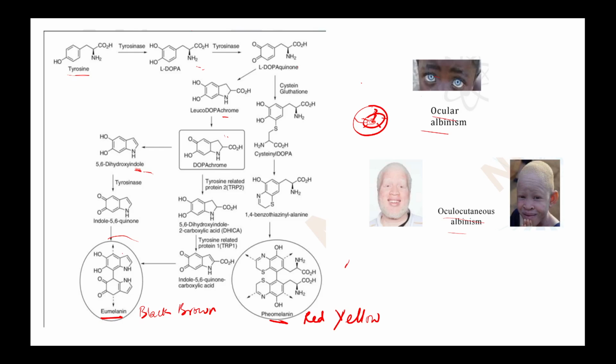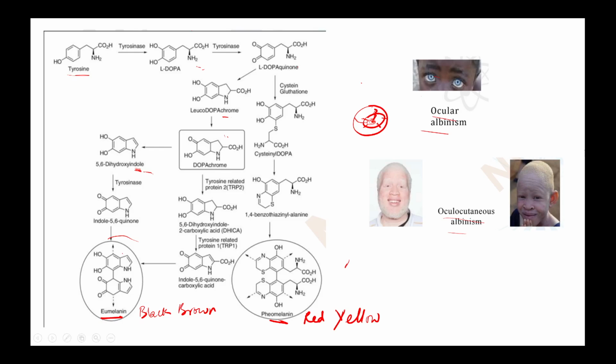The other manifestation of melanin biosynthesis pathways is in case of overproduction of melanin. What will happen in that case? Overproduction of melanin can actually lead to hyperpigmentation. So dark spots that are present on our skin are actually due to overproduction of melanin.